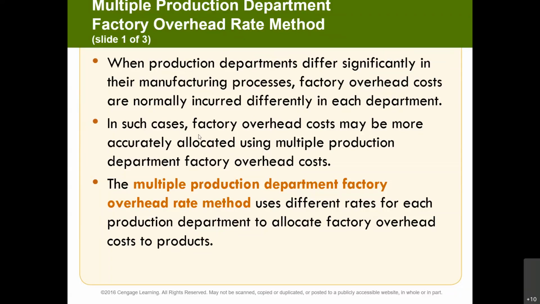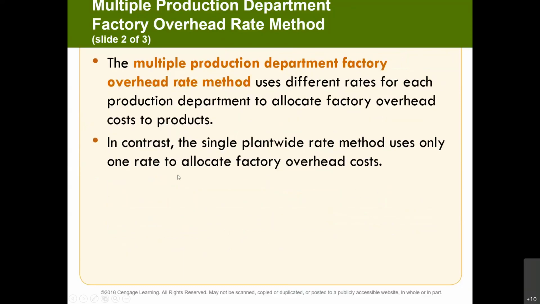And so, in this case, the factory overhead costs may become more accurately allocated to multiple production departments. The multiple department overhead method uses different rates for each department to allocate factory overhead costs to the respective products. So the multiple department factory overhead method uses different rates for each production department to allocate factory overhead to the cost of each product, just as we just said.